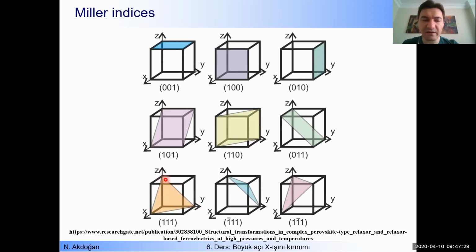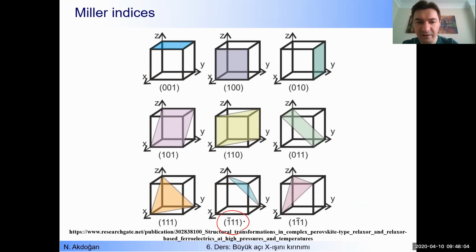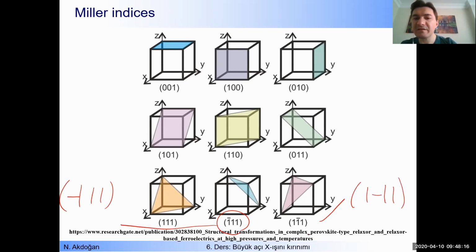Here we have already done it, I think, during the last lecture. This is given by 111. And here you can see some bars here, and also here. This shows that they cut the x-axis in the negative x direction, and this one cuts the y-axis also in the negative direction. You can also show surfaces like this, this one can also be shown like this, but this is a much better representation of the surfaces if they cut the x, y, z axes in the negative direction.